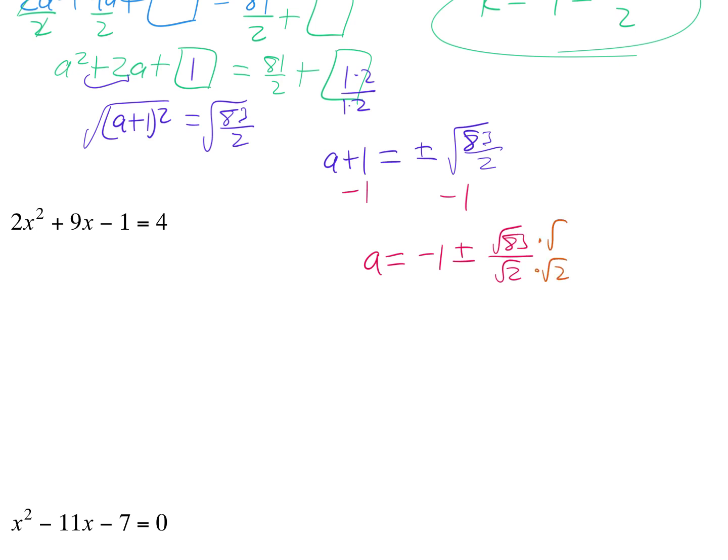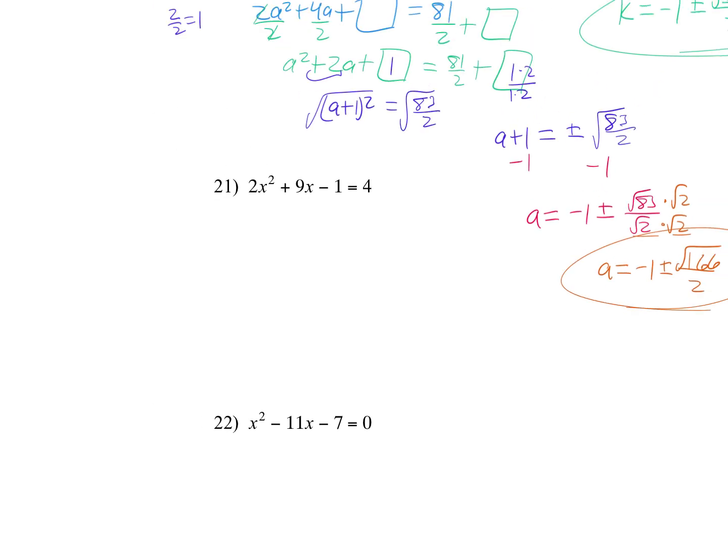All right, so multiply the top and the bottom by the square root of 2. We get a equals negative 1 plus or minus. On the bottom, square root of 2 and square root of 2 just make a 2. And on the top, 83 times 2 is going to get you 166. And then we leave that under the radical. All right, so this is our final answer. All right, there's just 2 more, guys.